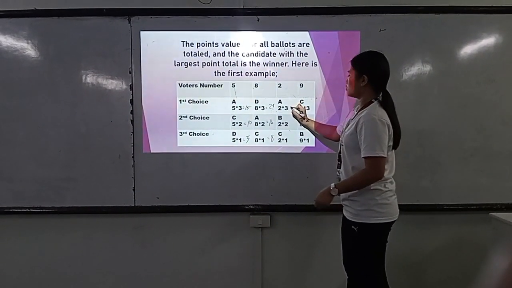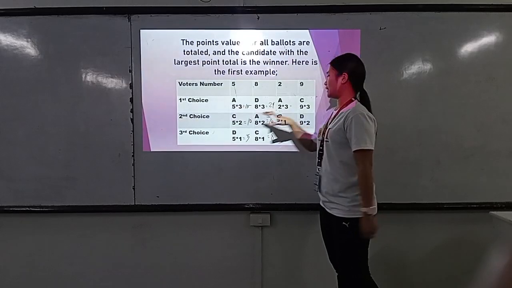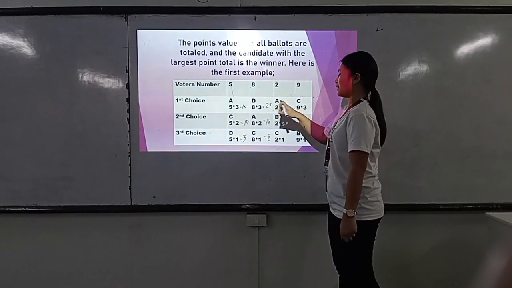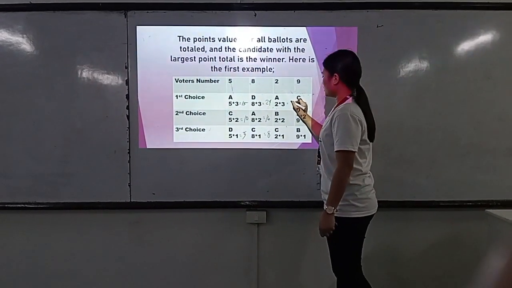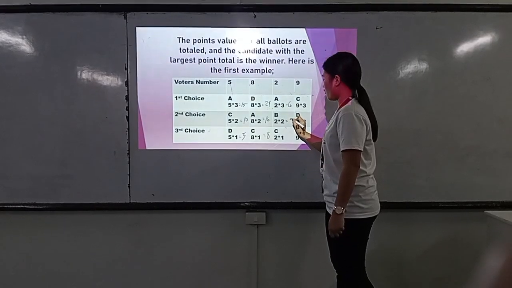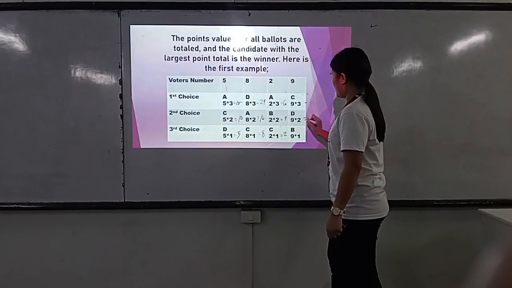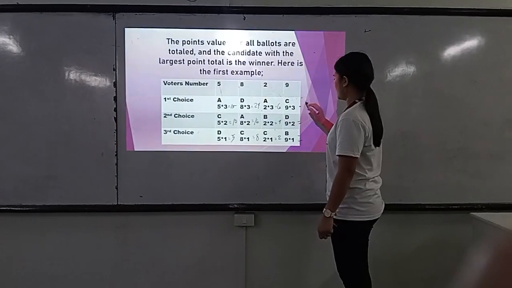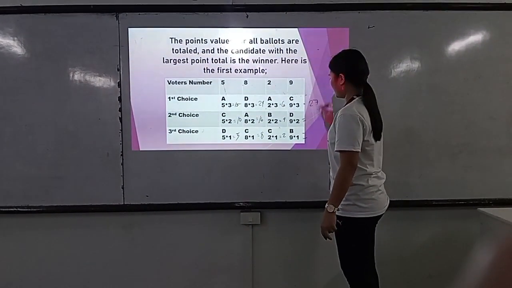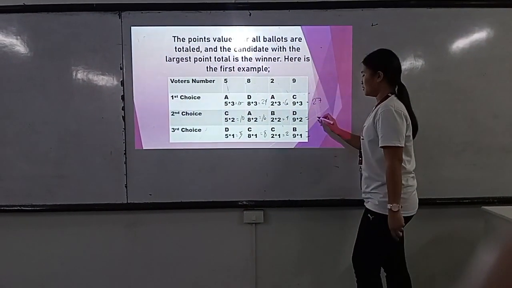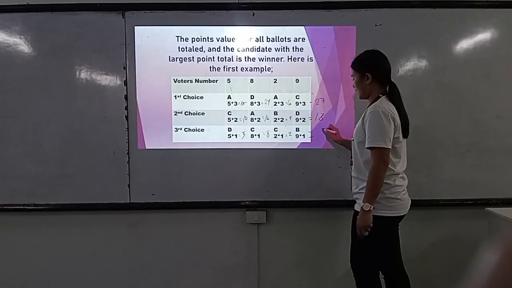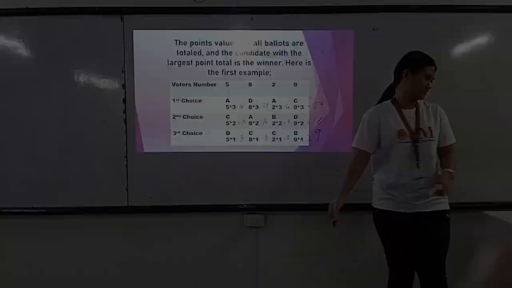So the 2 voters are multiplied by 3, 2, and 1. So it is 6, 4, and 2. And here we have 7. And here we have 18 and 9.